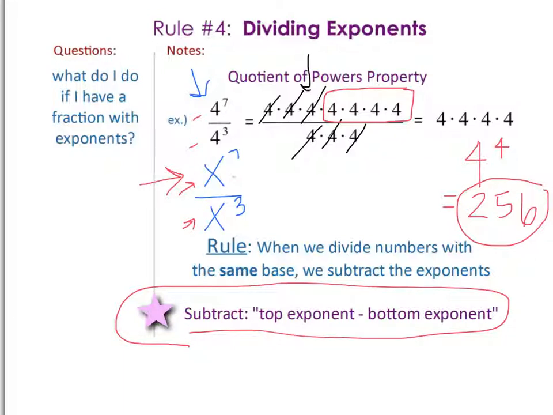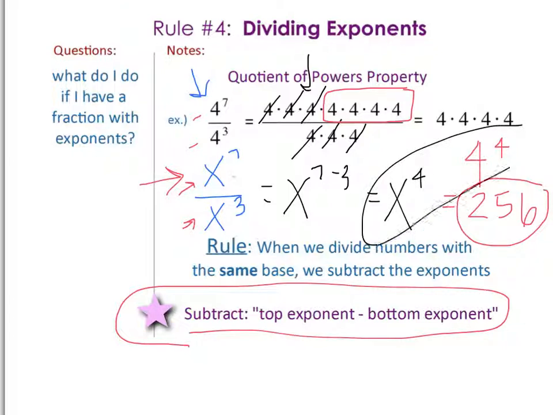Whenever I do my subtraction, it's always top minus the bottom, even if that means a bigger number on the bottom, yielding a negative exponent for my answer. So if I have x to the 7th over x to the 3rd, that becomes x to the 7 minus 3, or x to the 4th, which is really the same thing I got whenever I did the whole factorization out. So the key here, subtract top exponent minus the bottom exponent.